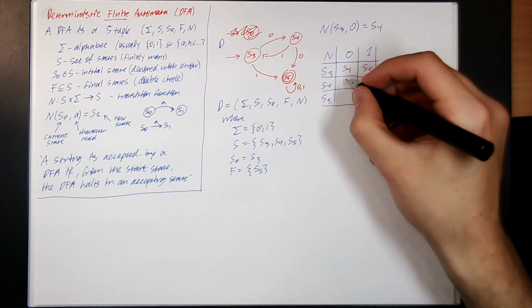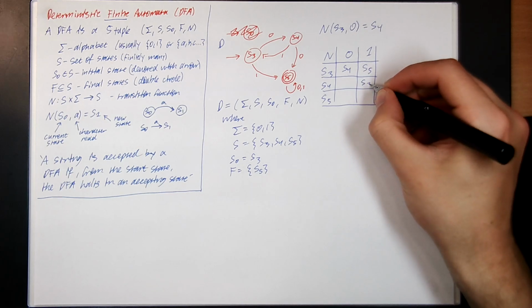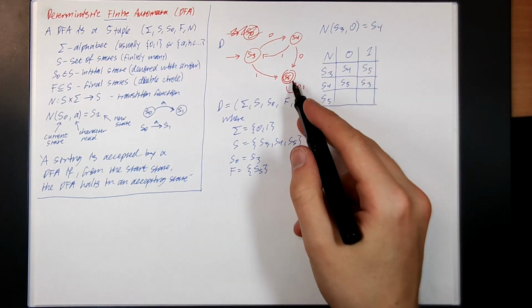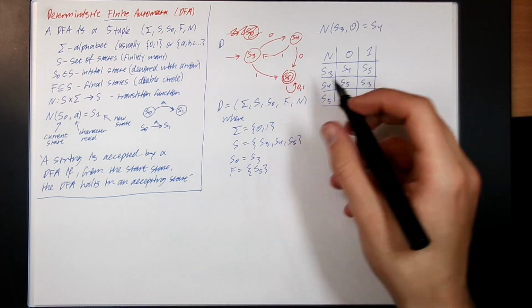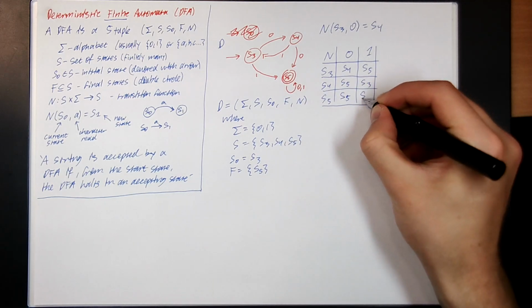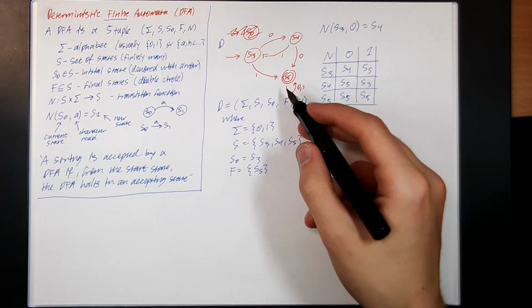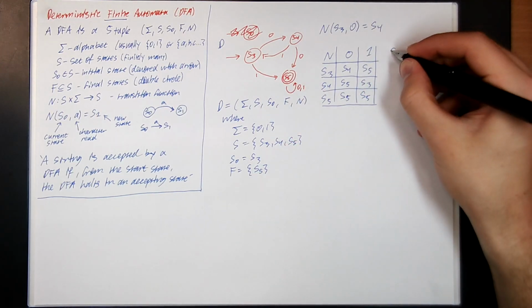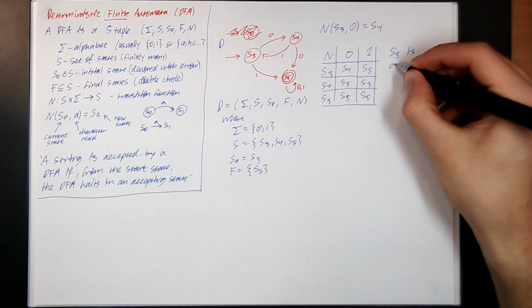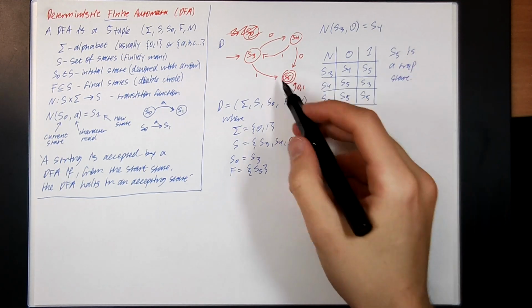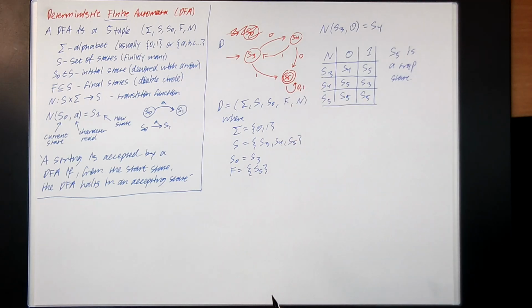So S4 under a 1 goes to S3. S4 under a 0 goes to S5. And once you're in S5, reading a 0 or a 1 will take you back to S5. States like this, where once you're in them you can never leave them, we usually call trap states. So we can say S5 is a trap state, i.e., it traps strings that get to it. So that's the formal definition of a DFA.